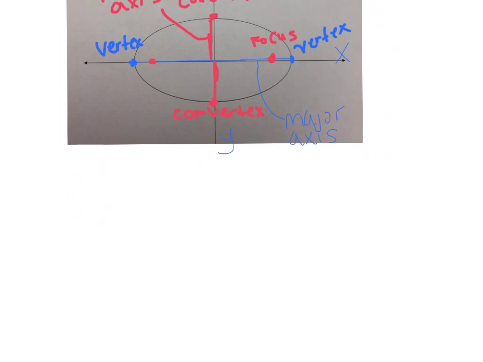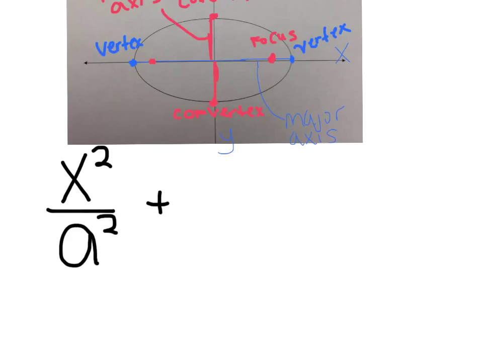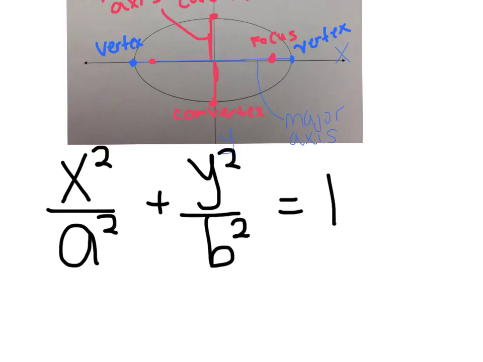Okay. Now, the formula for an ellipse that has the horizontal major axis is x squared over a squared plus y squared over b squared equals 1. Now, the a value is bigger than the b value. That's how we know we're going to take up more room on the x-axis. If the b value, the number that's with the y squared, is bigger, then it's going to look a little different. It's going to be more vertically stretched.